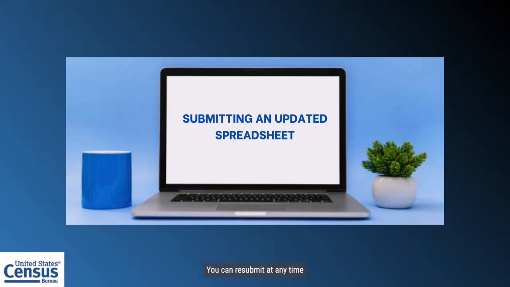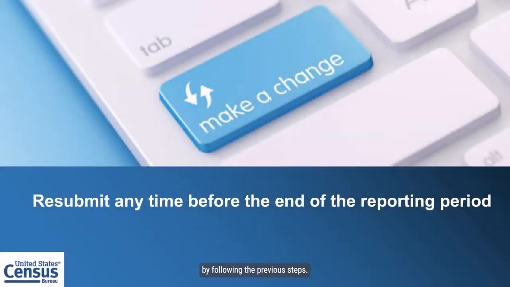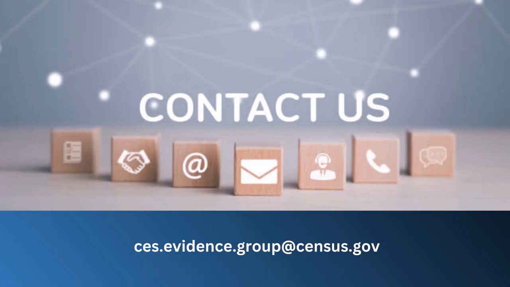Submitting an updated spreadsheet. You can resubmit at any time before the end of the reporting period. You can upload the updated spreadsheet by following the previous steps. Please note that a resubmission will override any previous submission. You will not be able to resubmit after the reporting period ends. If you need to make any changes after the reporting period ends, please contact your awarding agency and the Census Bureau at ces.evidence.group@census.gov. Do not include any participant information in the text of your email.